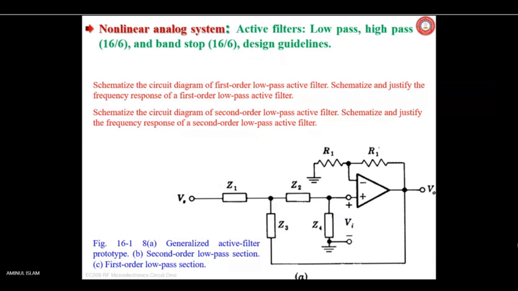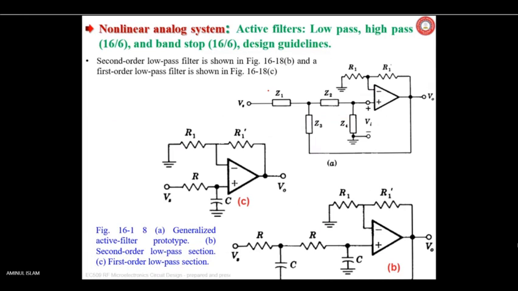Normally this kind of question we ask: schematize the circuit diagram of the first order low pass active filter; schematize and justify the frequency response of the first order low pass filter, etc. Here, a second order low pass filter is shown in figure B. Here it is second order. So the order of a filter is decided by what?